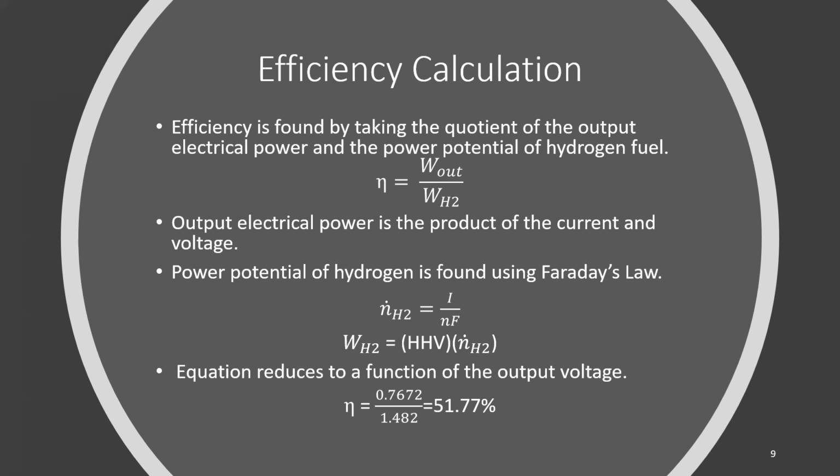And the higher heating value is taken because water exits the fuel cell as a saturated liquid. And this equation will then reduce down to just a function of the output voltage. And that efficiency was determined to be, at optimal parameters, approximately 51.77%.